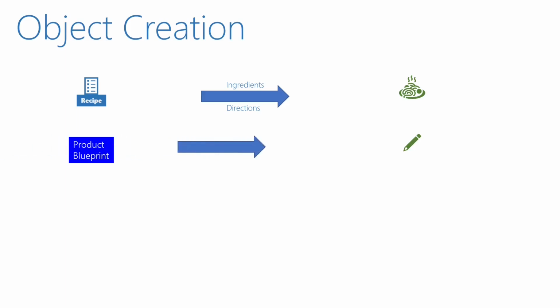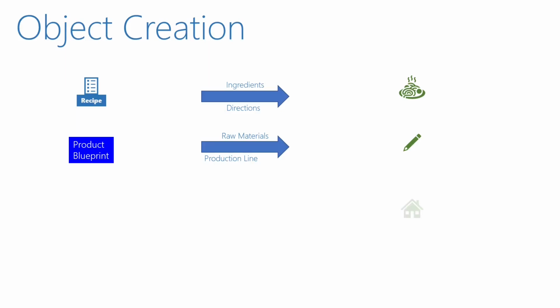To convert a product blueprint into a pencil, we need to have the necessary raw material. Using the raw material, we can follow the steps mentioned in the blueprint, and it can go through a production line and produce pencils on a large scale. Here the product blueprint plays a key role in manufacturing pencils on a large scale.